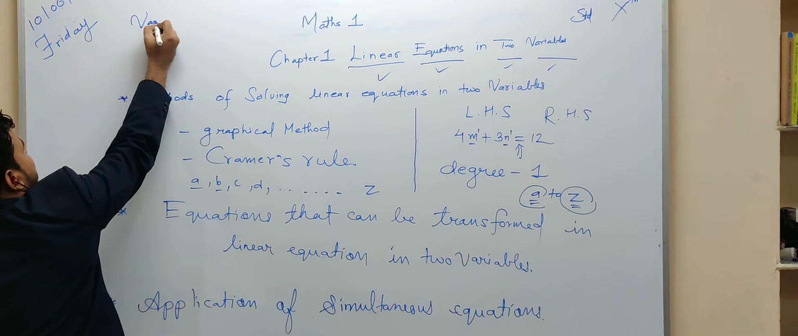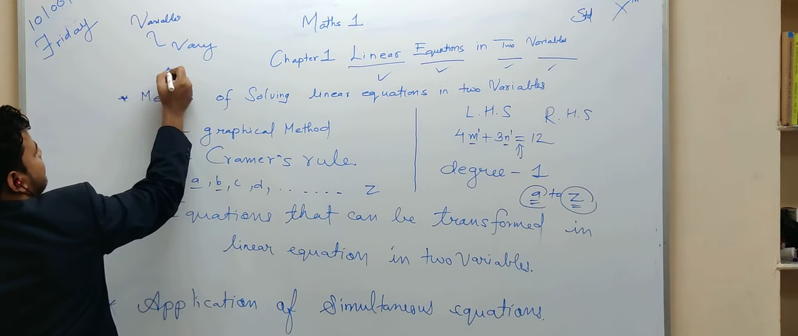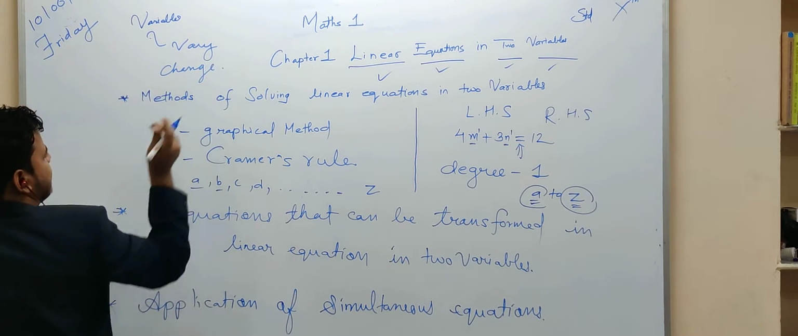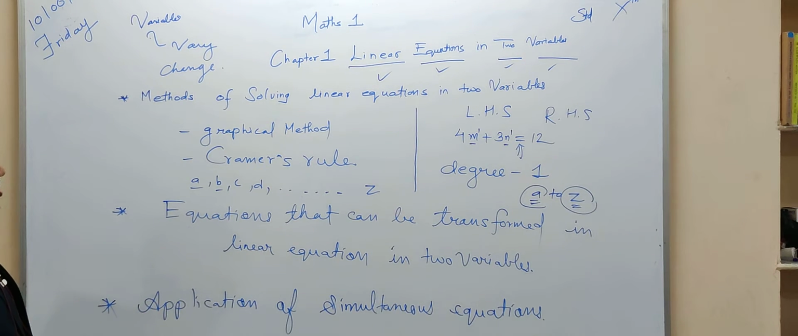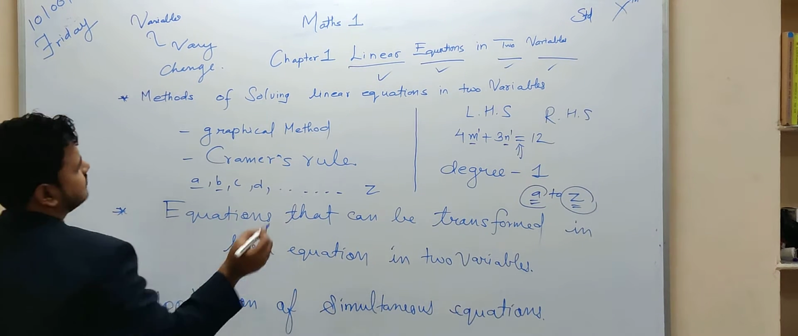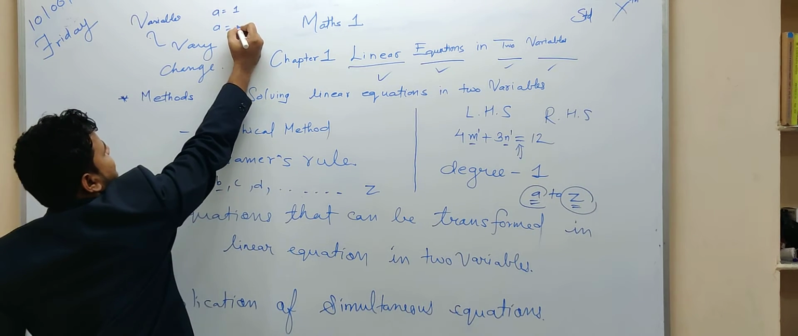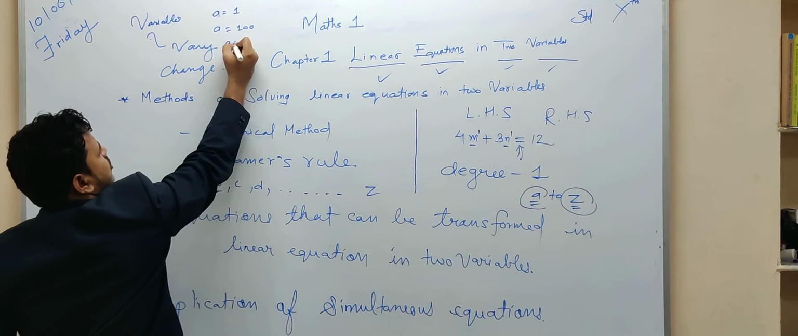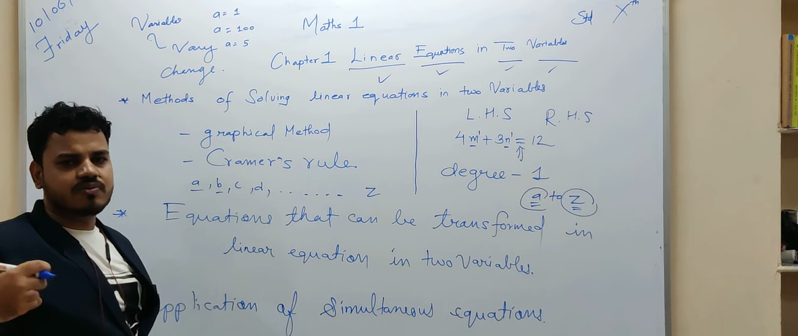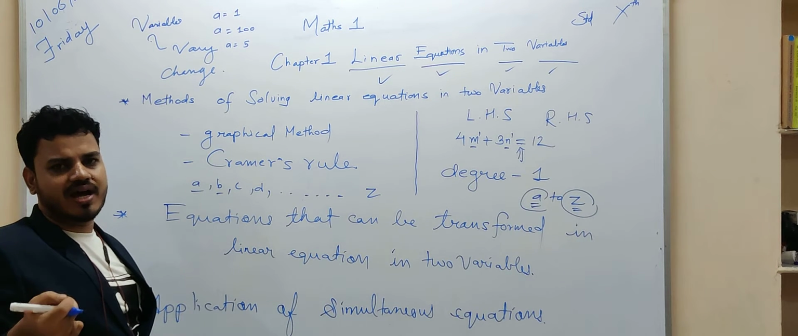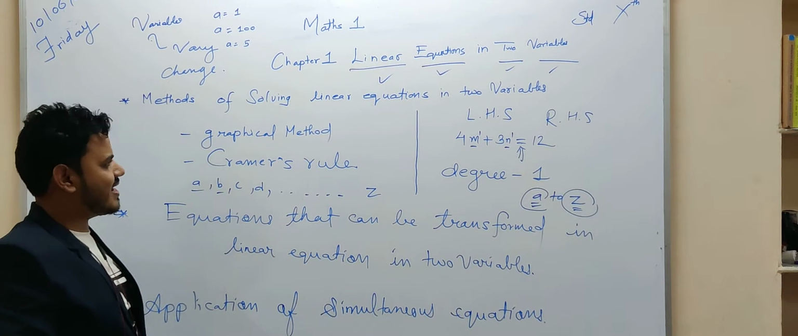Variable means what? Variable comes from to vary. Vary means to change. Its value will keep on changing. For example, suppose if we want, we can put A is equal to 1. If we want, we can put A is equal to 100 also. A is equal to 5 also. So its value will not be fixed. It depends on us what value to assign.